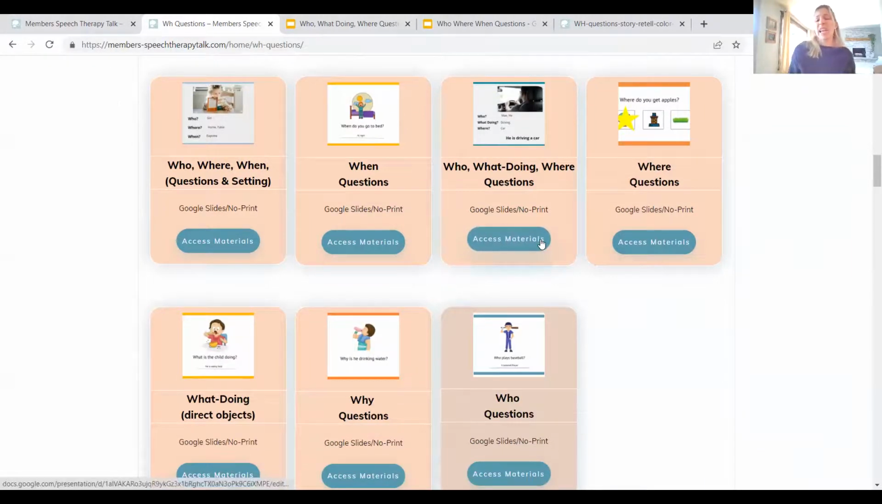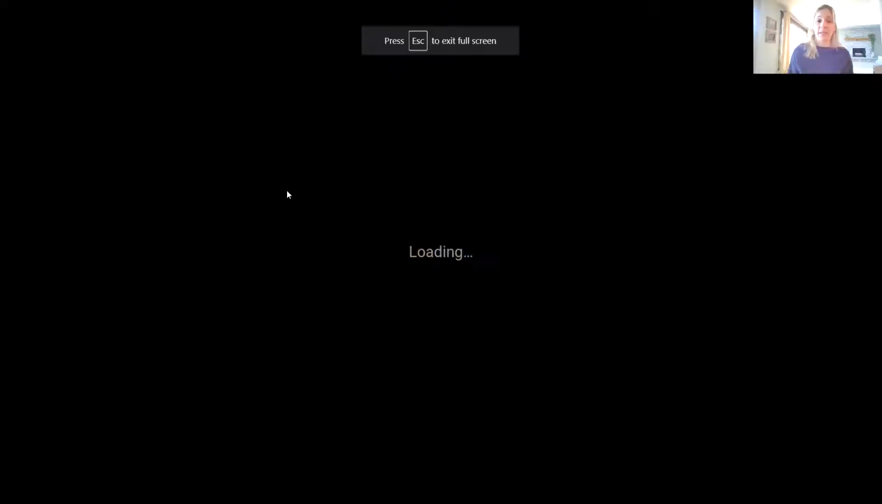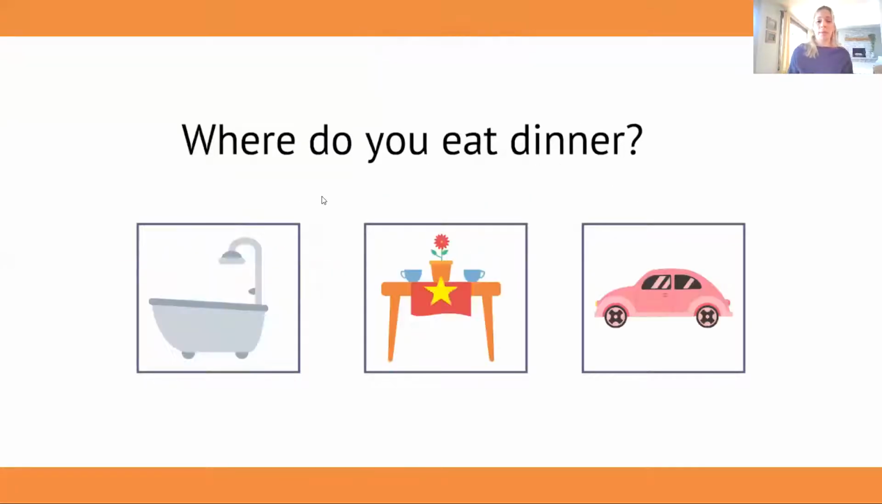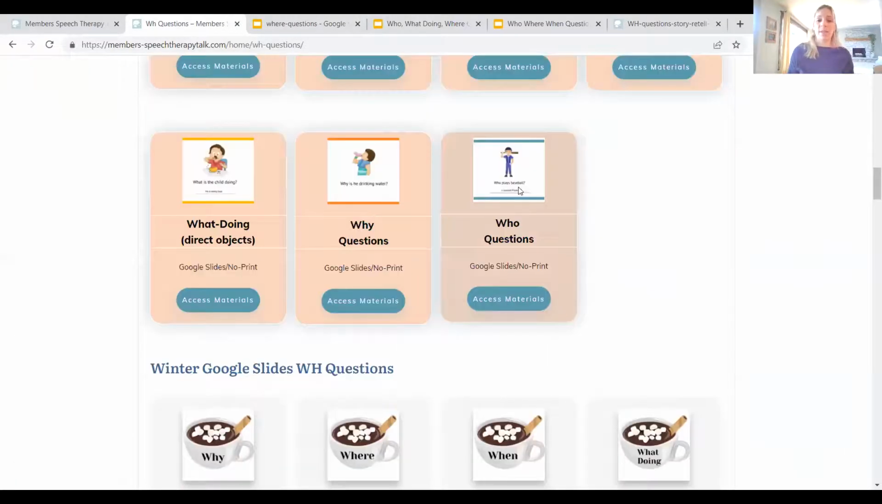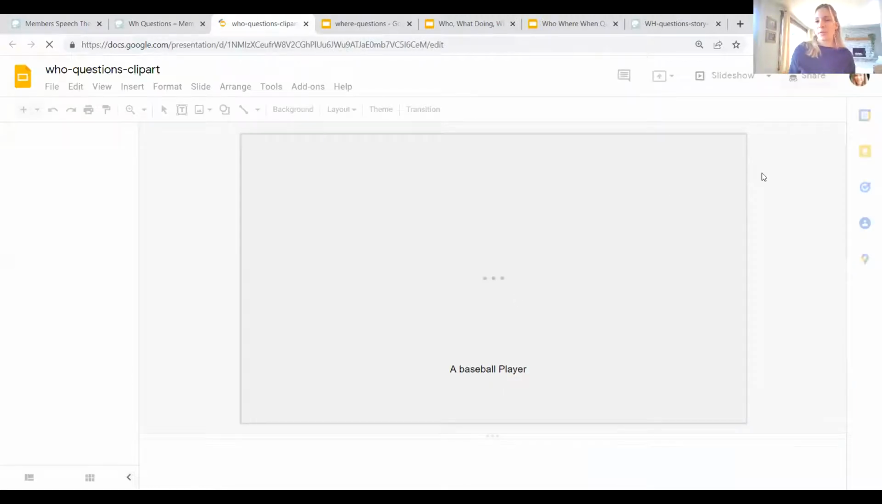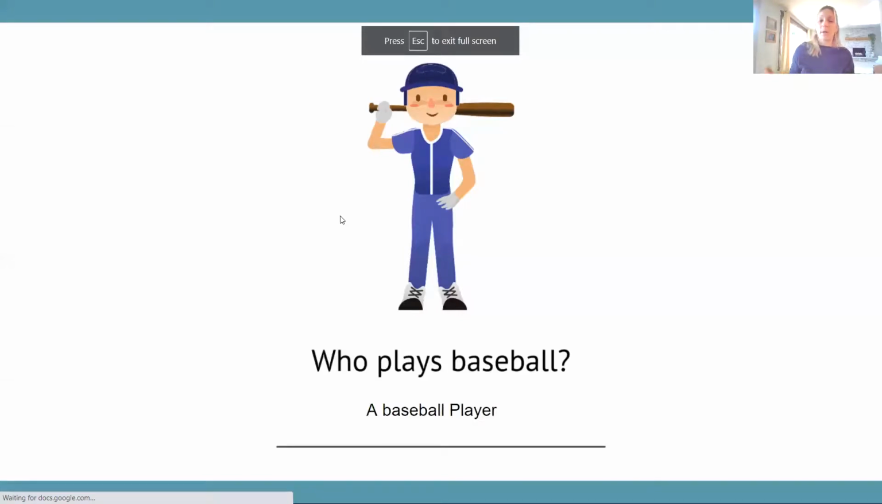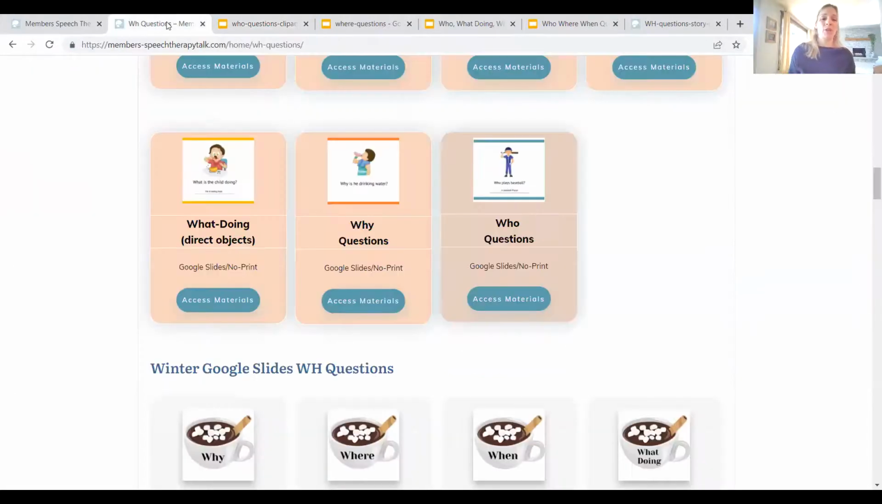And then you have some simple ones, like where questions. This one's a nice one. It's where, but it has some options if the child needs some options, like where do you get apples? Where do you eat dinner? Or some WH questions like this one that doesn't have the answer. So they have to create the sentence and then you can check to see if they're right. Again, you have to press slideshow. Who plays baseball? A baseball player. That kind of thing, but they don't have the options. So it's a little more challenging.